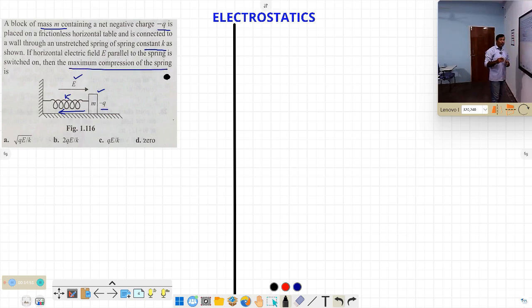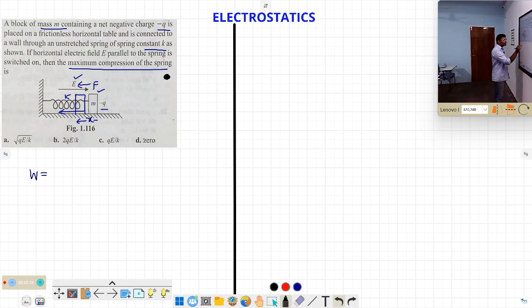That means first, who is compressing the spring? That is important. The electric field is compressing the spring. It applies a force on the charge, so the block is moving, the charge is moving, by displacing through a distance x. That x is called the maximum compression. So the electric field applies an attracting force, and due to that force it is displacing. So some work is done by the electric field force. What is the work done?